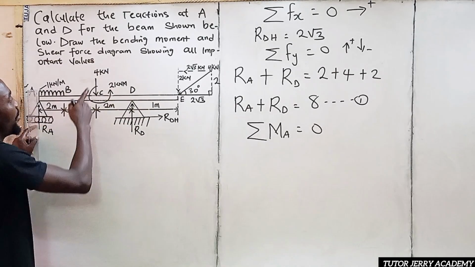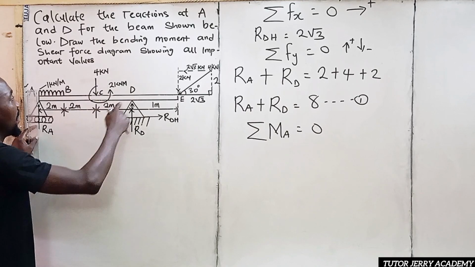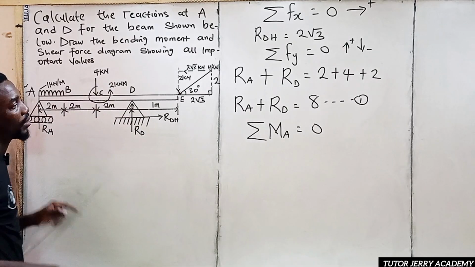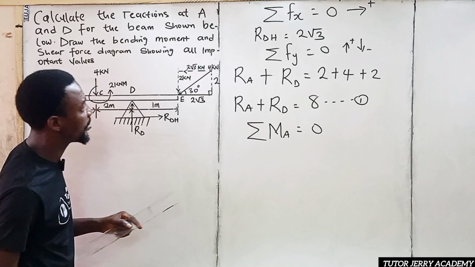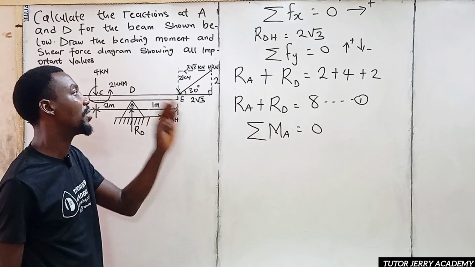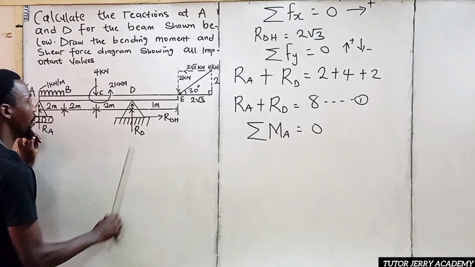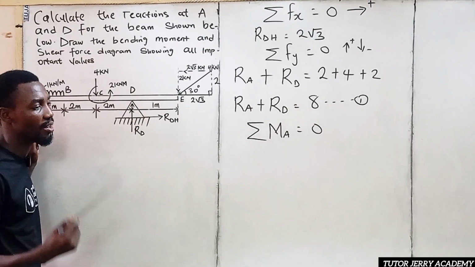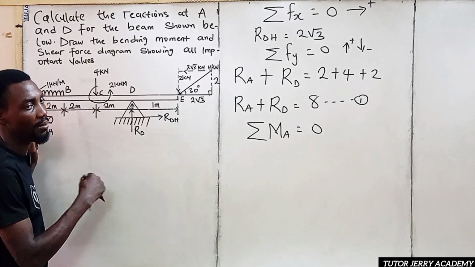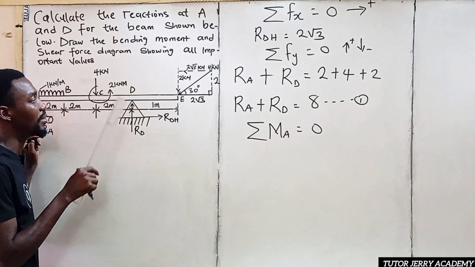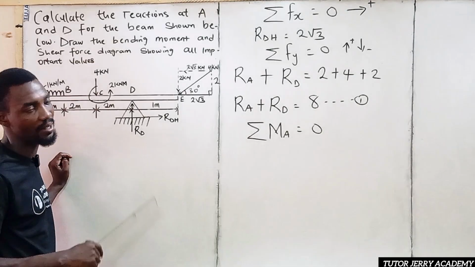Alright, again, we know that this moment too is going anti-clockwise. So you can take your moment here, because we said upward force is positive, downward force is negative. So our upward force here is going to give us a positive moment, while our downward force here is going to give us a negative moment.